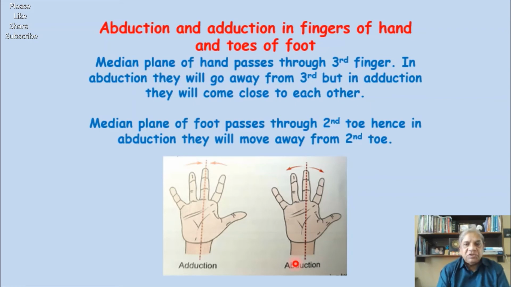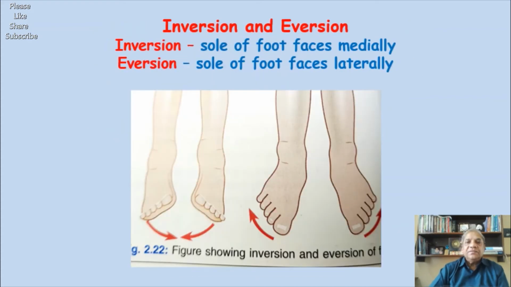The same will be true for the foot. But here the plane is passing through the second toe. Here, instead of fingers, we call them toes. The great toe is most medially placed, then second, third, fourth, and fifth. So the axis is passing through the second toe, and the spreading of the toes in relation to the second toe is called abduction, and coming close to each other will be adduction in relation to the foot. So this is abduction and adduction in the hand and foot.